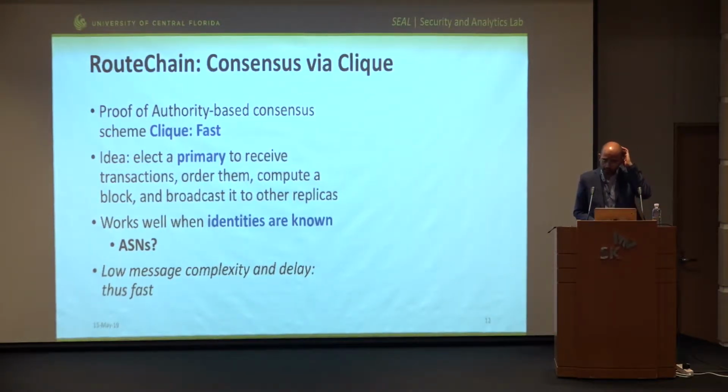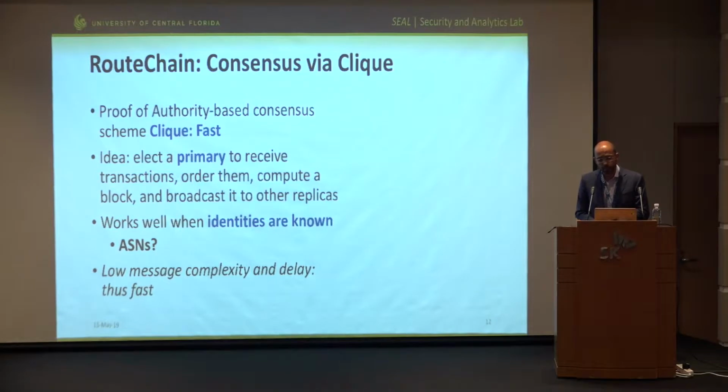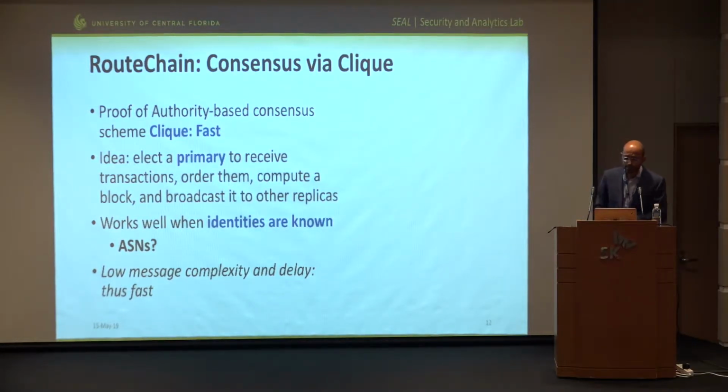consensus algorithms and utilize a proof of authority-based consensus, which is something that is used by Ethereum. We use the Ethereum Clique consensus system, and the idea of basically Clique is to elect a primary to receive transactions. Here, transactions are basically going to be BGP announcements of prefixes that are reachable from the ASes or from that primary, and then order them, compute a block. The block is going to be nothing but a signature on top of a piece of data, and broadcast it to other replicas within the same community, that is within the same set of ASes.